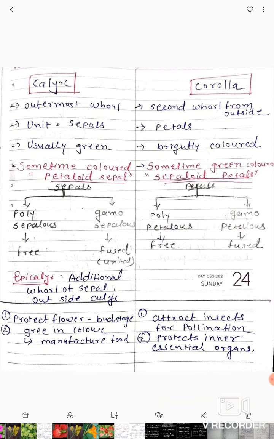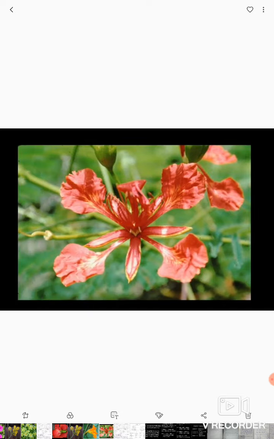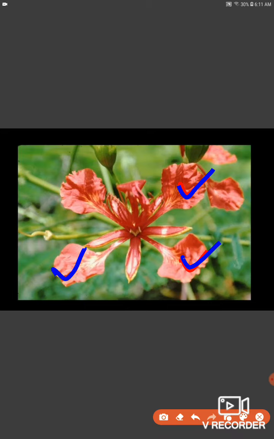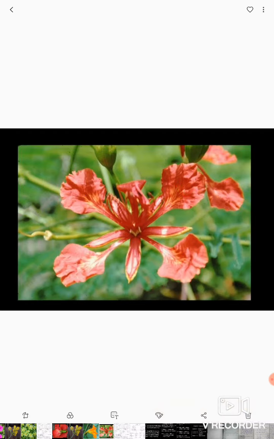See, I am showing you the figure. This is a flower of gulmohar. Here you can see these are the petals, and these are the sepals. You can see they are not green. They are red in color. So that is an example of a gulmohar flower.